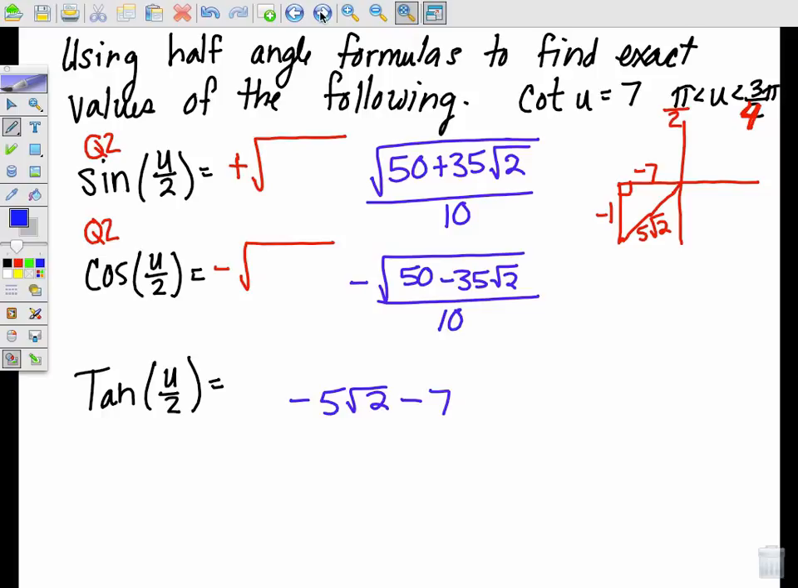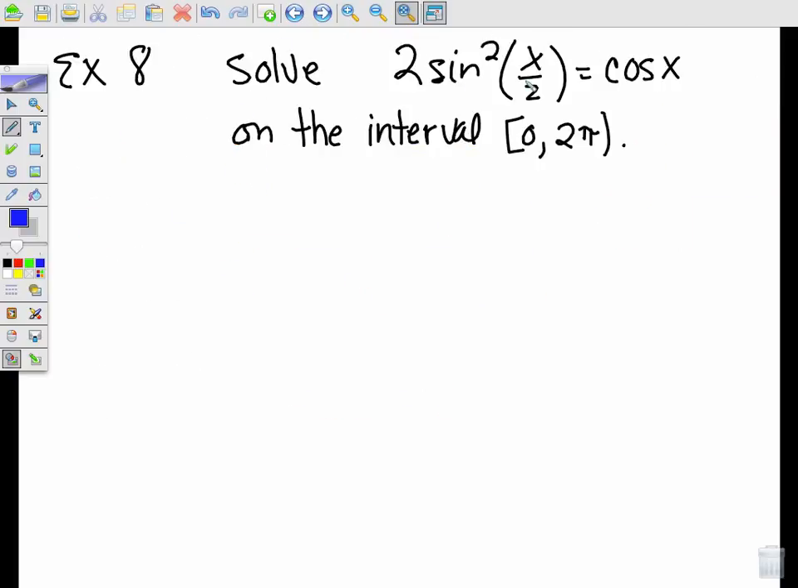We're going to move on here now to the next and last problem that we're going to do in this section, and that is solving. Solve this equation using our half angle formulas on the interval of 0 to 2 pi. Well, I guess the first thing that we're going to do is we've got this equation and we don't have everything in the same term.